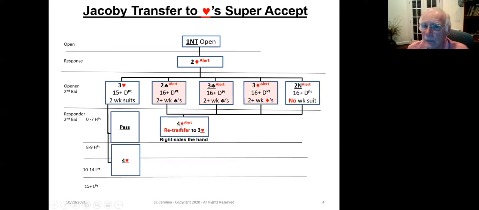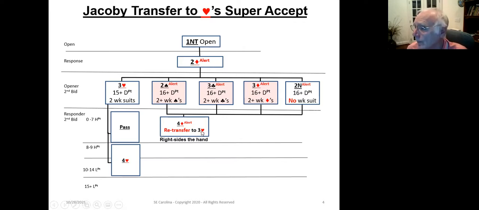Now, let's look at what happens if one of these other bids is made. Now, this should actually say 3 diamonds. I'll fix that. Okay, if the responder has a weak hand, 0 to 7 points, the responder is going to want to sign off. Now, how does the responder do that? Well, what the responder does is bid 3 diamonds. Okay, and that 3 diamonds will be a retransfer to 3 hearts.